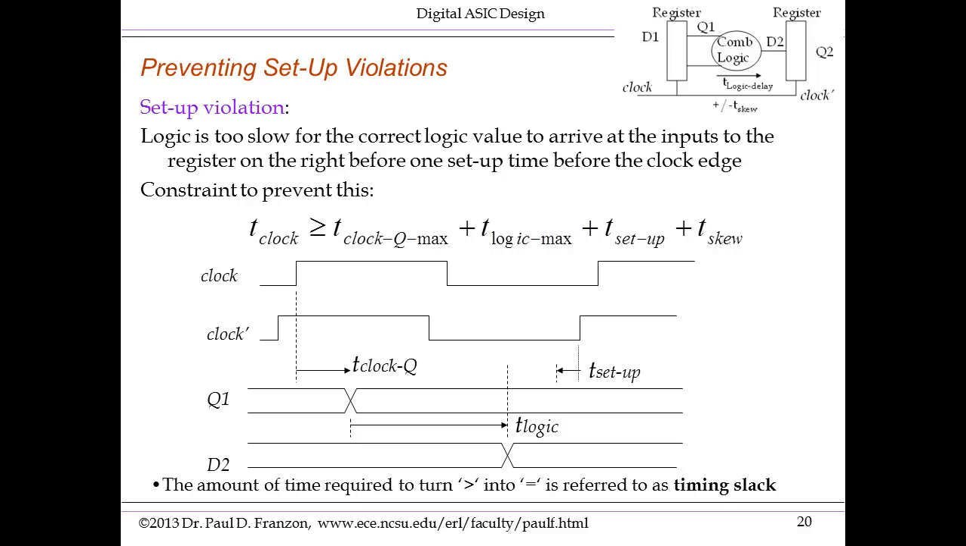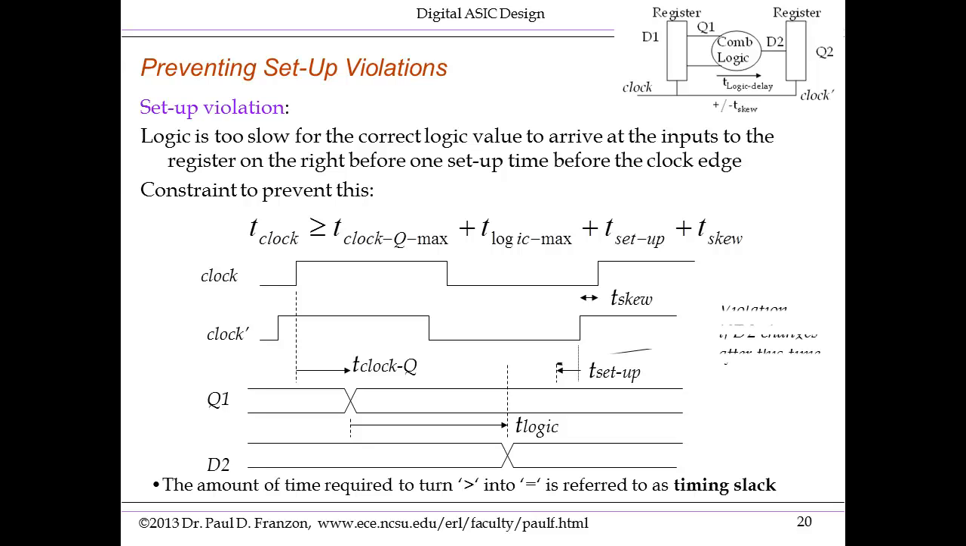It has to arrive at least a setup time before clock dash rises. And I remind you that the worst case scenario is when clock dash is retarded with respect to clock by T skew. So, does the example I've drawn here actually satisfy the setup equation I set up at the top? Actually, yes, it does. T clock is greater than the sum of these four parameters drawn in this example.